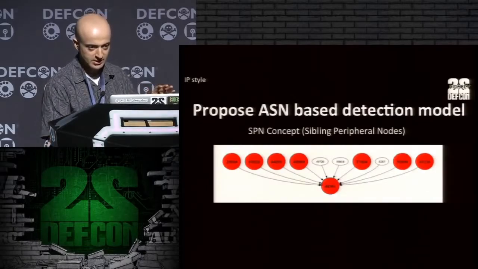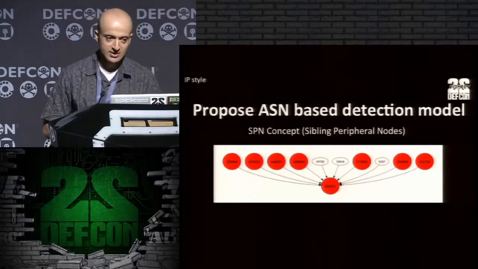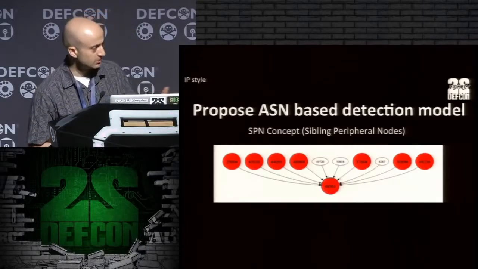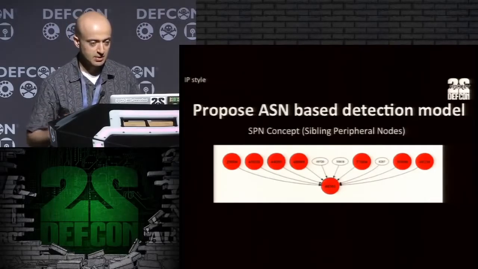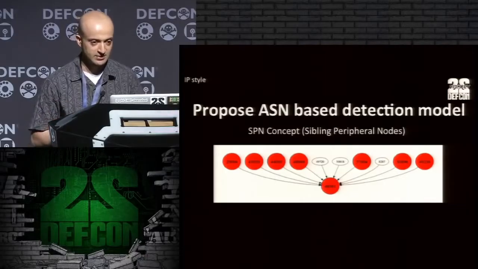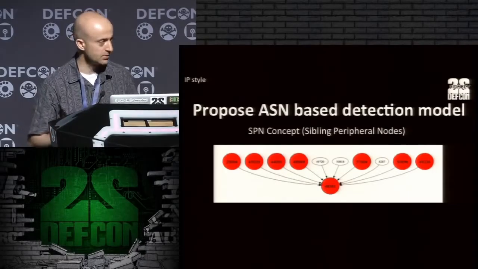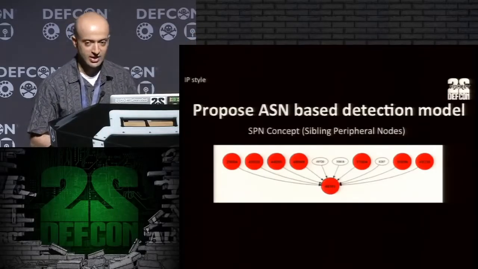Now looking at the ASN graph topology, we introduced the concept of SPN. SPN is sibling peripheral nodes. Sibling in the sense that the top ASNs share the same upstream provider at the bottom, because they rely on it to advertise their prefixes. So they're kind of brothers and sisters in a way. And then peripheral because they have no downstream providers.